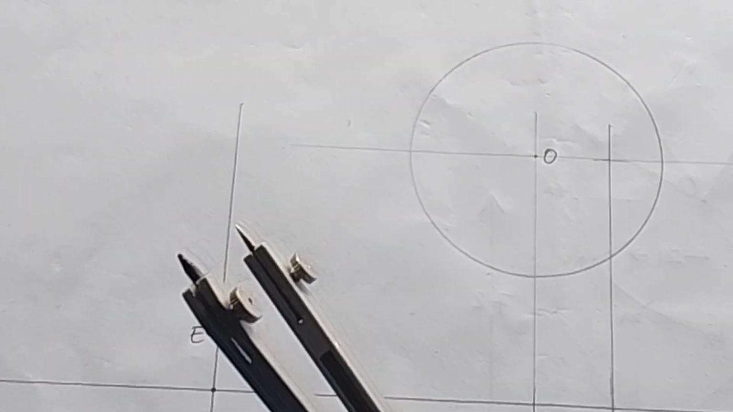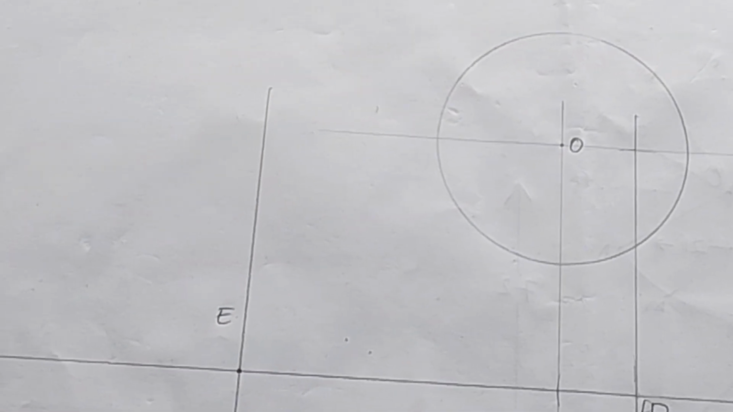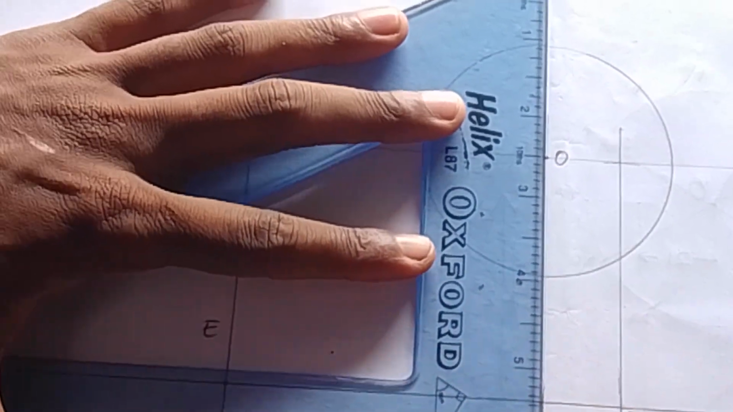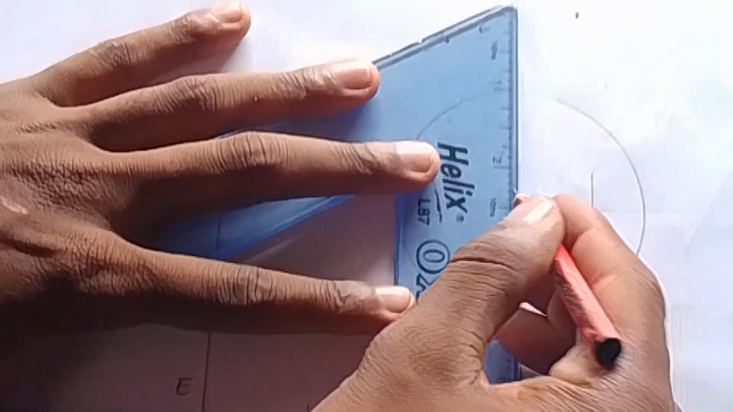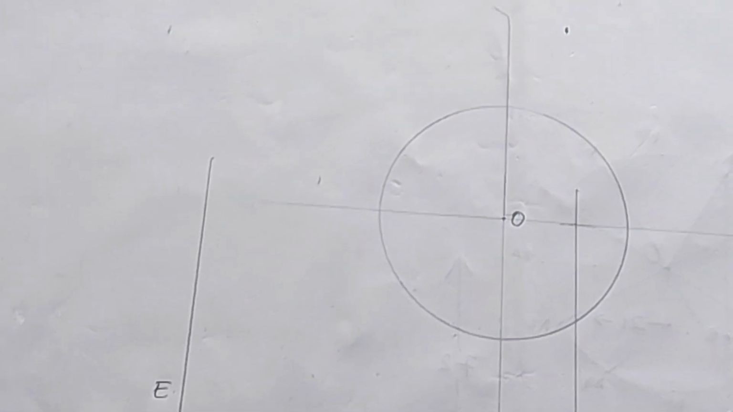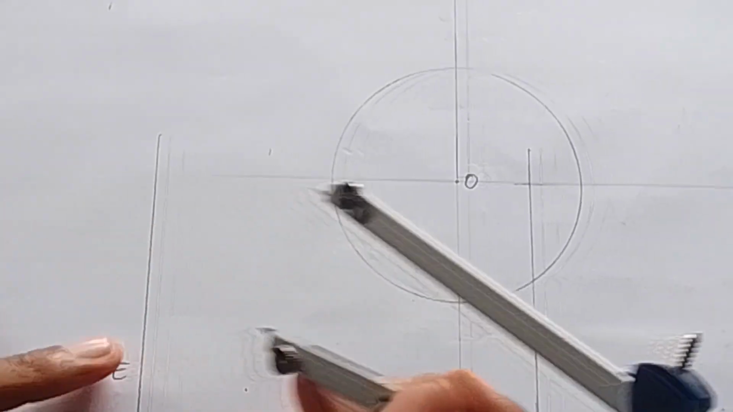Now we are almost done drawing this mechanism. After you've achieved that, you can project your lines up like that.